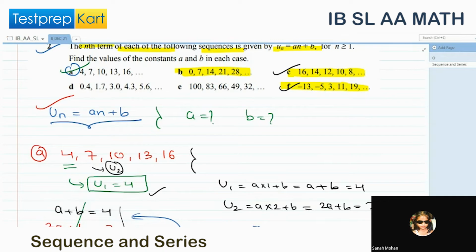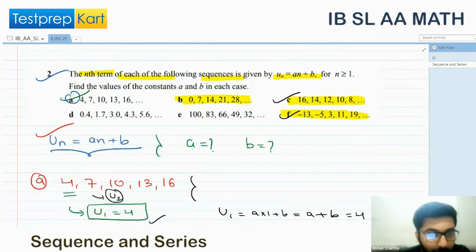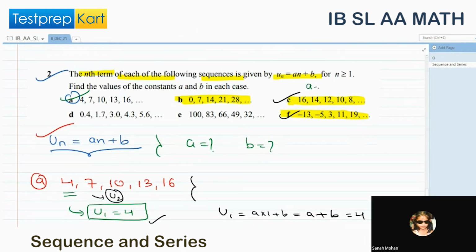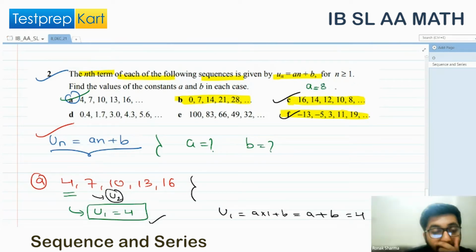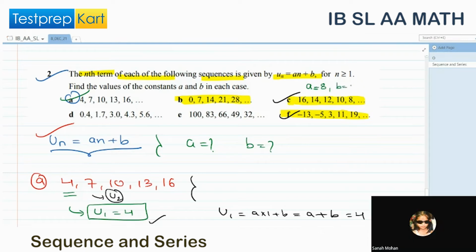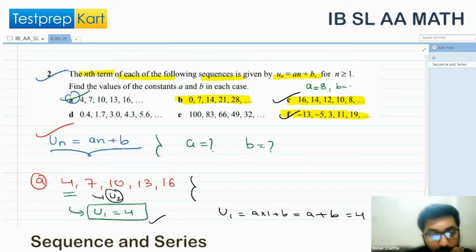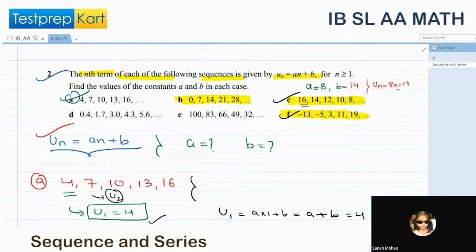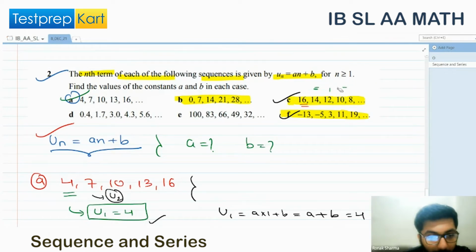For C, a is 2. And b, then would it be 14? Yes. See, if you are saying 14, try to satisfy it. Then this expression will become 8n plus 14. Now, if you put 1, we are not getting 16. So you have done the wrong calculation.